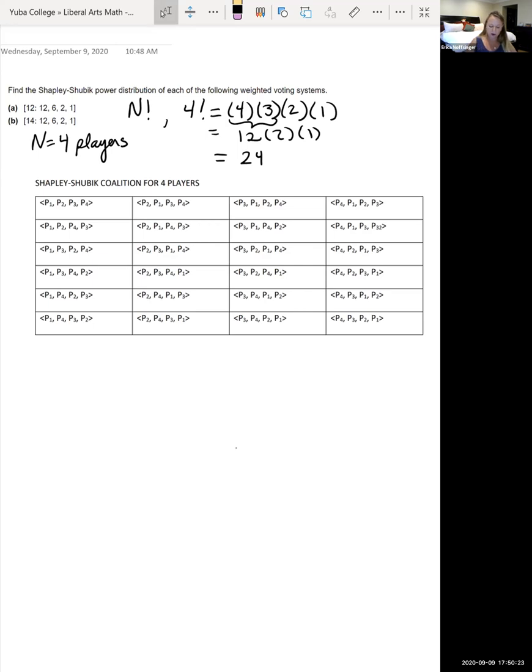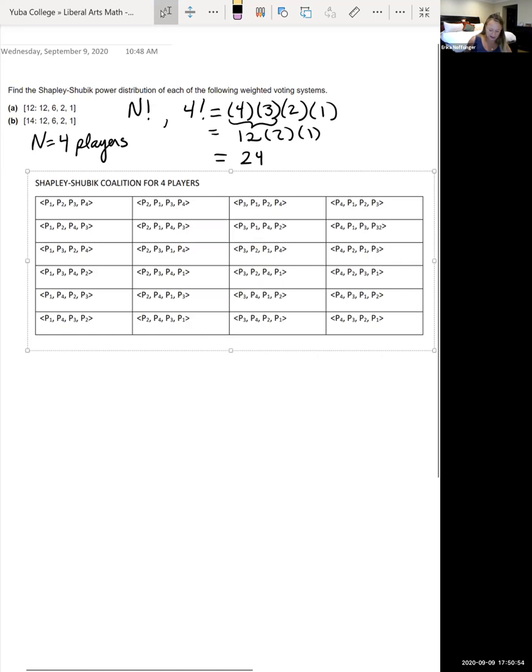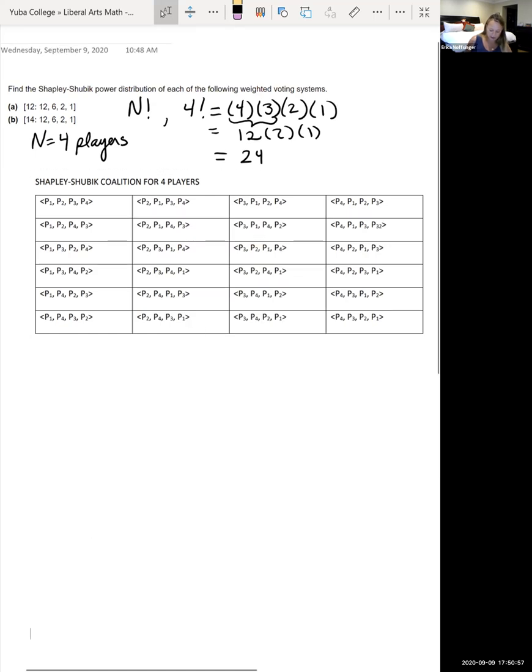So if we wrote them all out, it's the following. We have player 1, player 2, player 3, player 4. Let's just list all the ones with player 1 first. Then we have player 1, player 2, and let's just swap the last two: player 4, player 3. We have player 1, player 3, player 2, player 4, player 1, player 3, player 4, player 2, etc. Let me copy this real quick and move it down here because we're going to use it again.